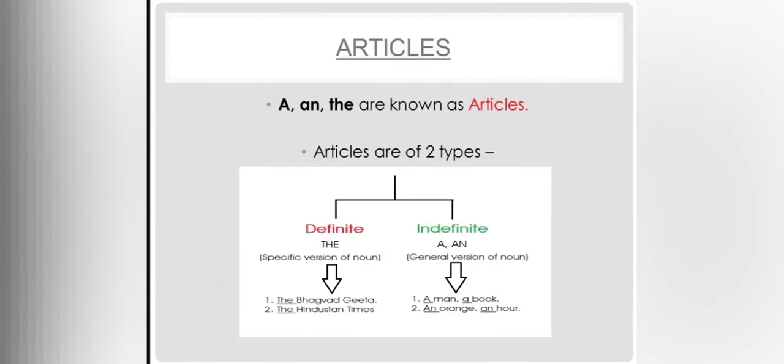And the Hindustan Times, and always with all newspapers the word the is used. As we can say, the Prime Minister addressed the nation from the Red Fort on Independence Day. So the Prime Minister, I have used the because Prime Minister is only one in our country. Okay, so that is not common. That's why I have used the before it. The words a and an come under indefinite articles, which are the general version of a noun. For example, a man, a book, an orange, an hour.